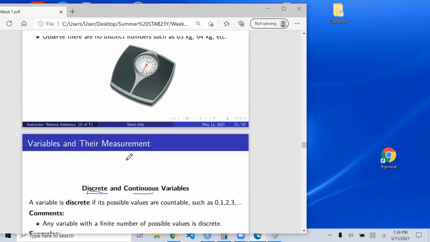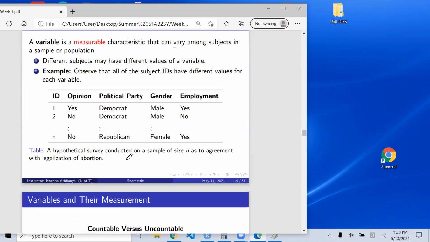So this one's here. These are all examples of categorical variables because you can see that there are no actual numerical values. There's no numerical outcome, right? When you take a measurement on, for instance, political party, you're either a Democrat, Republican, or independent, but there's no numerical value there, right?